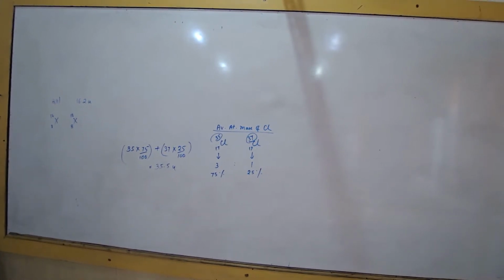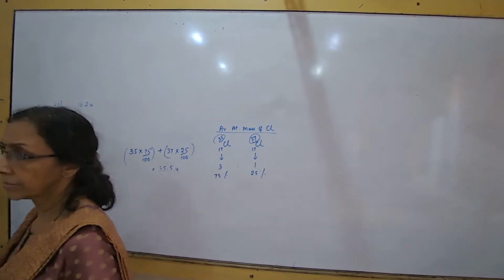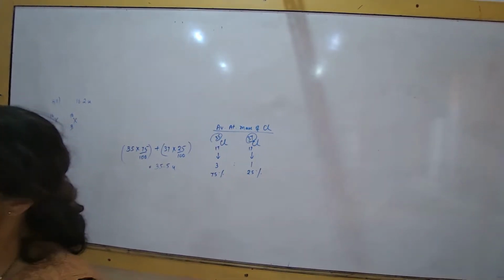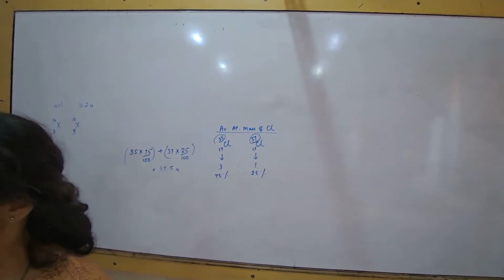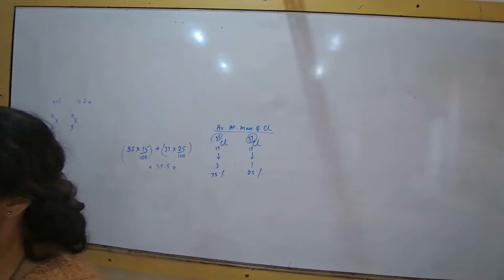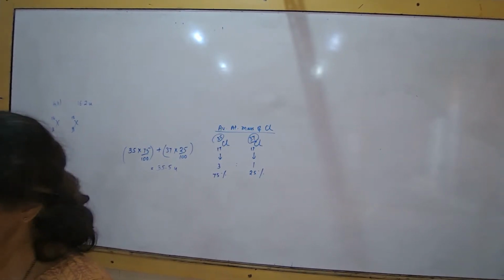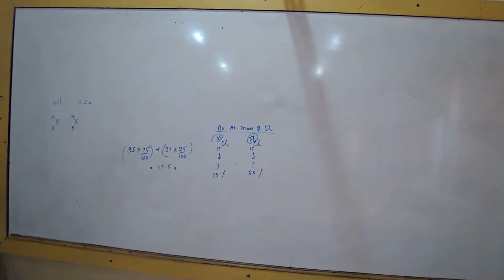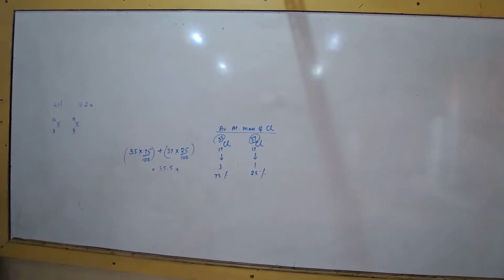What does it tell you? Atomic number is the same. So what does it tell you? It is an isotope. Which element has got atomic number 8? Atomic number 8. See? Oxygen. Okay. This is oxygen, right?